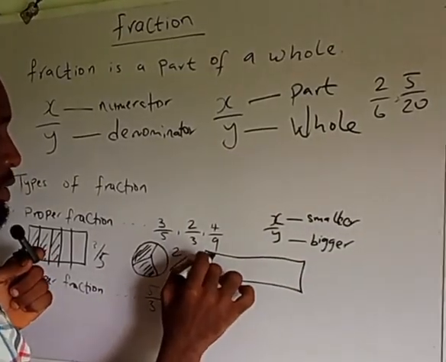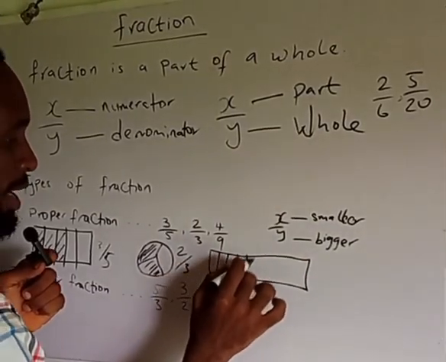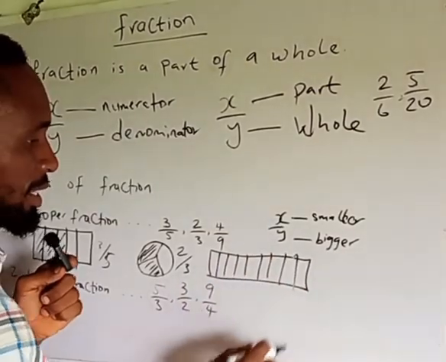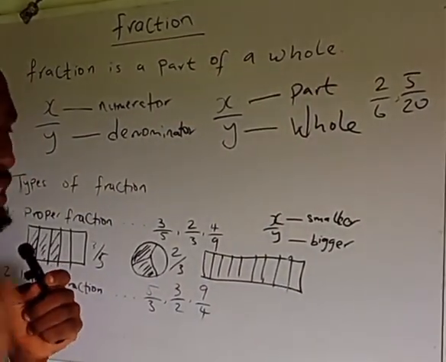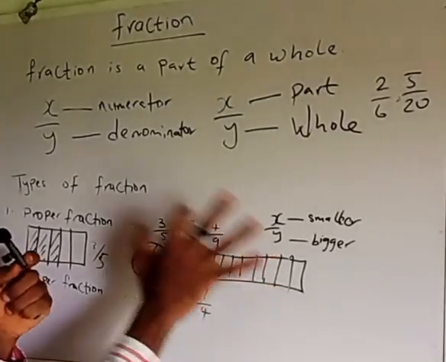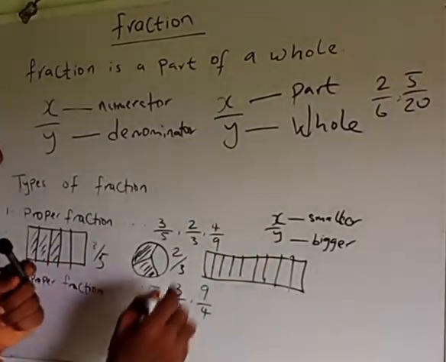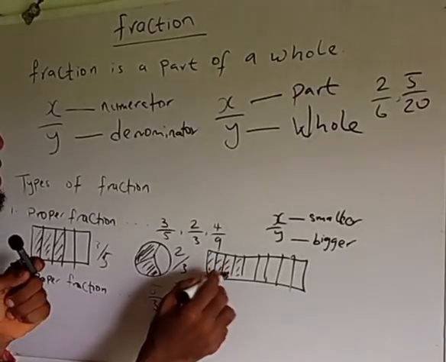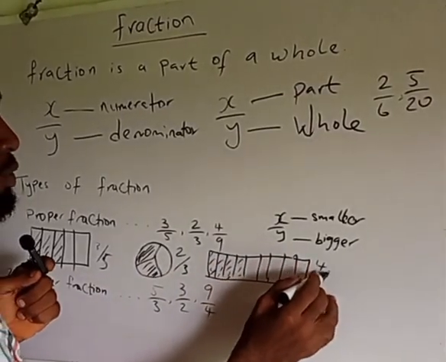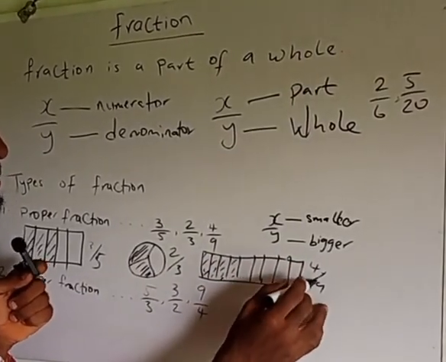4 over 9. 2, 3, 4, 5, 6, 7, 8, 9. Is that okay? So I'm going to pick 4 parts out of the whole, which is 9. I'm going to pick 4 parts from it. So I pick 1, 2, 3, 4. This is 4 over 9.